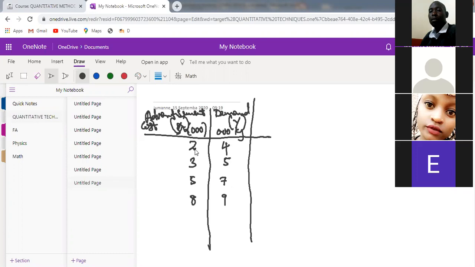Remember, we are advertising using 2,000, and then the quantity that we can sell is 4,000 kg after advertising with 2,000. After using 3,000 as the advertisement cost, you find that now what we can be able to sell is 5,000.